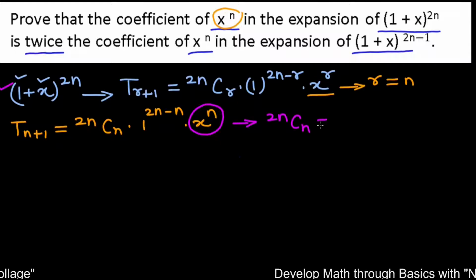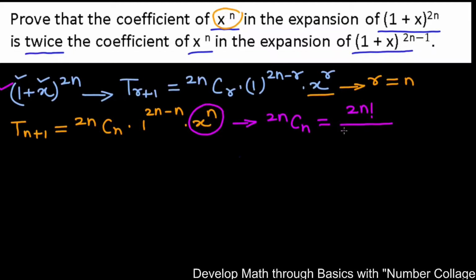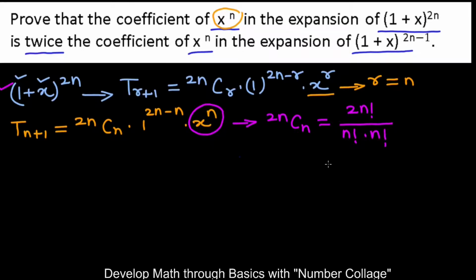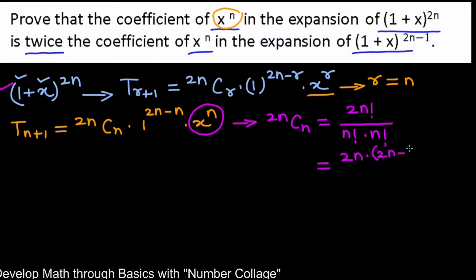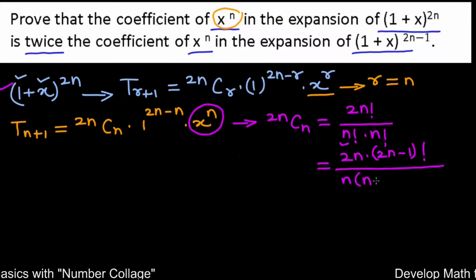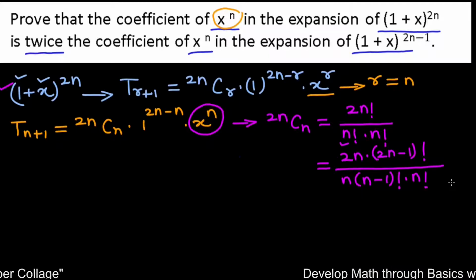C n, which will be 2n factorial upon 2n minus n, that will be n factorial into n factorial. This we can write as 2n into (2n minus 1) factorial upon n into (n minus 1) factorial into n factorial.